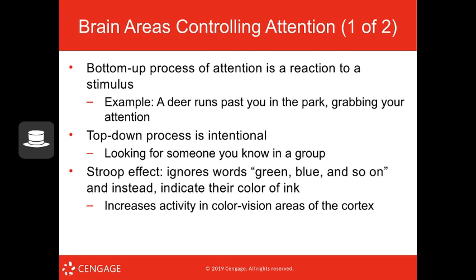So if you are interested, look up the Stroop effect and you'll be able to see an example of this. It's very hard for people to do this type of task because your brain is at war with itself. But this increases activity in the color vision areas of your cortices. So you're trying to respond to the color, not just the word.